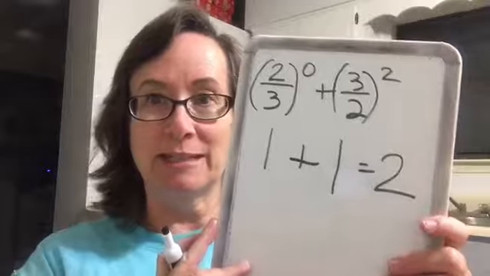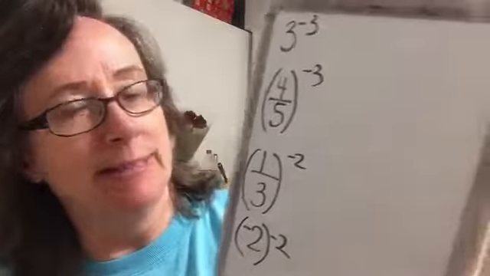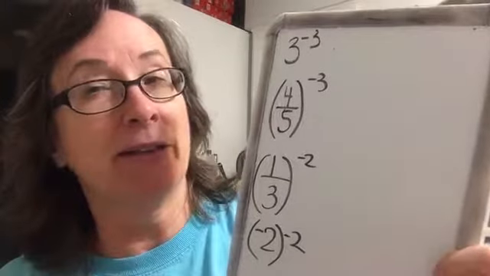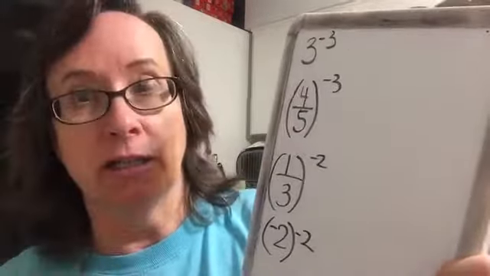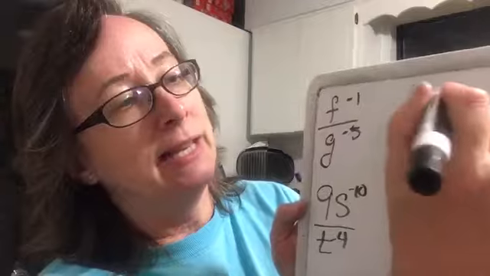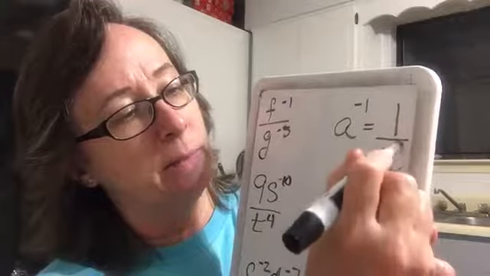Okay, so now we're going to work on some negative exponents. All right, so here we go with negative exponents. Negative exponents have nothing to do with the sign of the expression. They have everything to do with the position of the number. So basically our rule for negative exponents is saying that if we have a to the -1, it is the same thing as 1 over a to the positive 1.